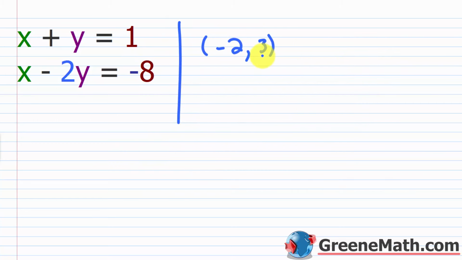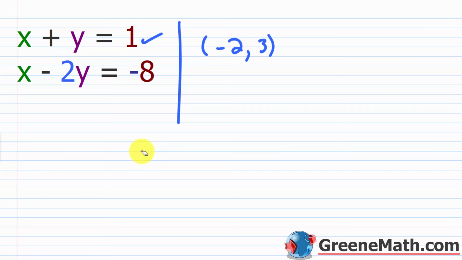And you just plug in a negative 2 for each x and a 3 for each y, and you verify that it works in both equations, and then you know you have your correct solution. So in the first one, I would have negative 2 plus 3 equals 1. So we know that works, right? Because this is going to be 1 equals 1, so it works in this first one.